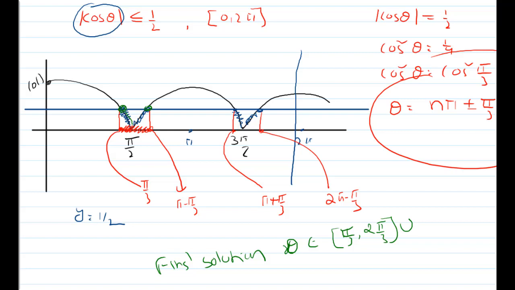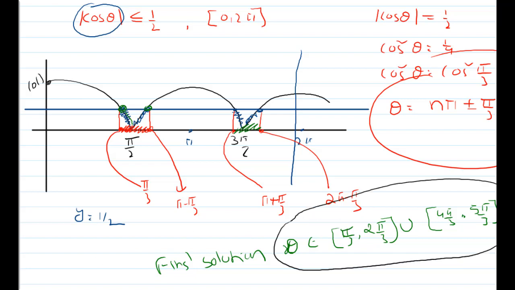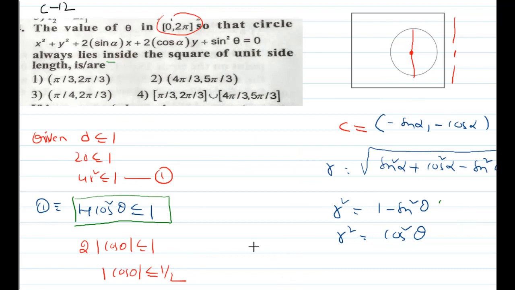Union again, from these x values, 4 pi by 3, closed, to this value, 5 pi by 3, closed. Okay, these are the required theta values. Now I want to cross-check. Here pi by 3 to 2 pi by 3. Okay, so the fourth option is correct.